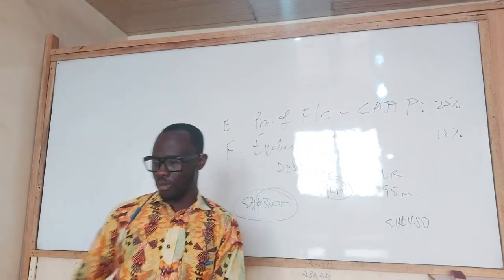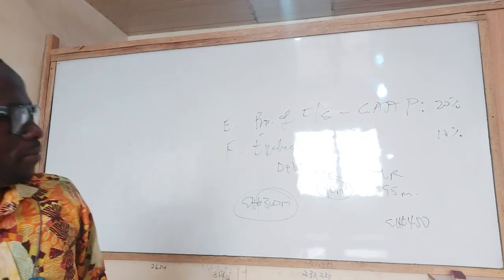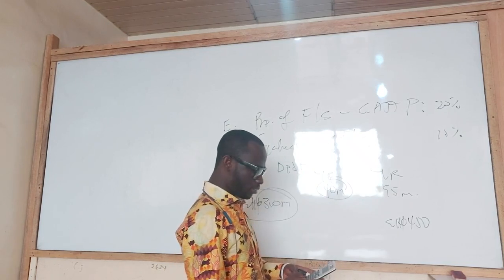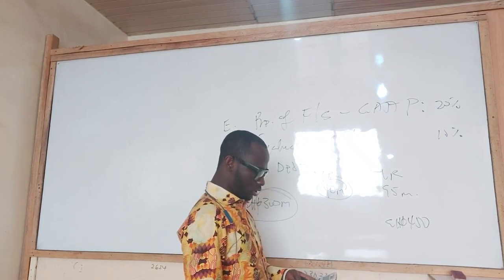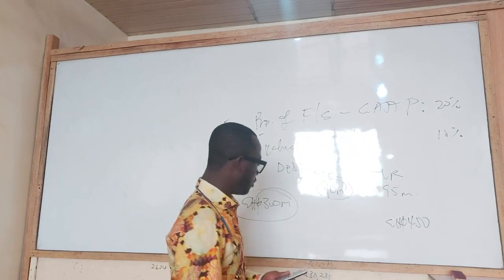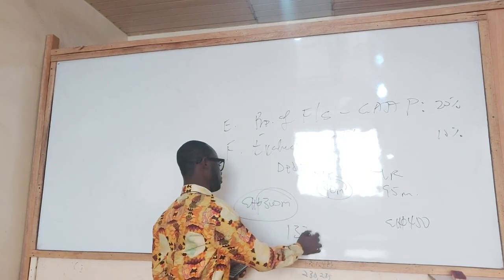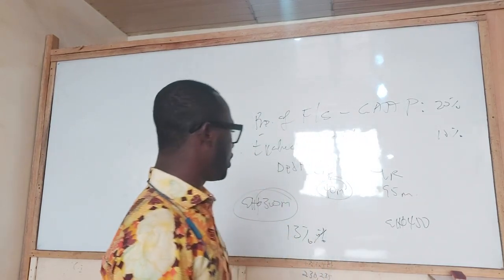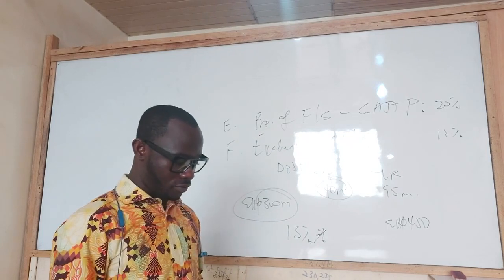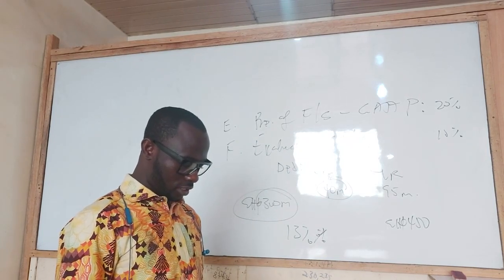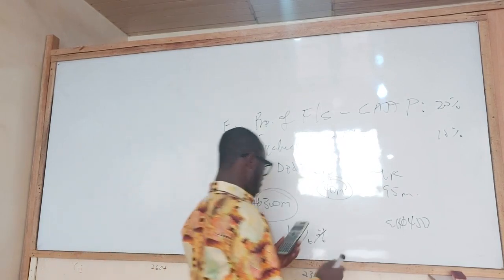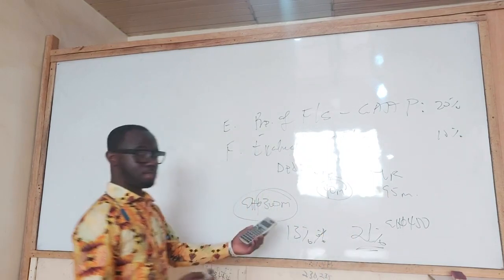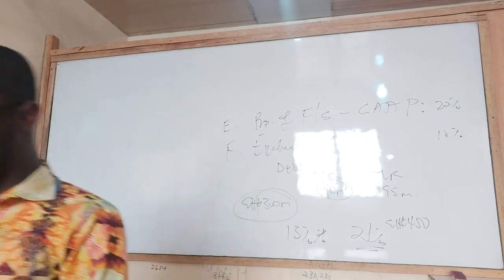Now these two, which one will be best? Let's crunch the numbers and see what you got there. 40 over 300, that is about 13% of GDP. So debt is 13% of GDP in the first year. 95 over 450, that is 21%. So realize that it's not a good sign for the government. It's not a good sign.